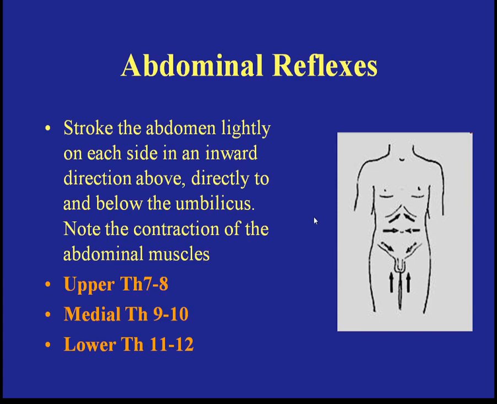Typical example of superficial skin reflexes. There are abdominal reflexes, three of them, like on the picture. Stroke the abdomen lightly on each side in an inward direction above, directly, and below the umbilicus. Note the contraction of the abdominal muscles.